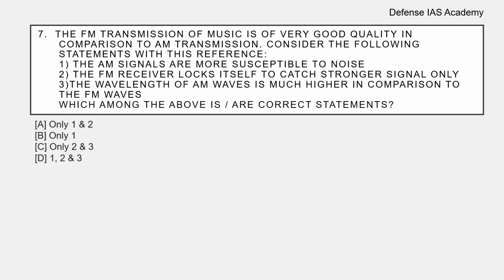Consider the following statements with this reference. 1. The AM signals are more susceptible to noise. 2. The FM receiver locks itself to catch stronger signals only. 3. The wavelength of AM waves is much higher in comparison to the FM waves. Which among the following is correct statements? The options are option A only 1 and 2, option B only 1, option C only 2 and 3, option D 1, 2 and 3. The correct answer is option D 1, 2 and 3.